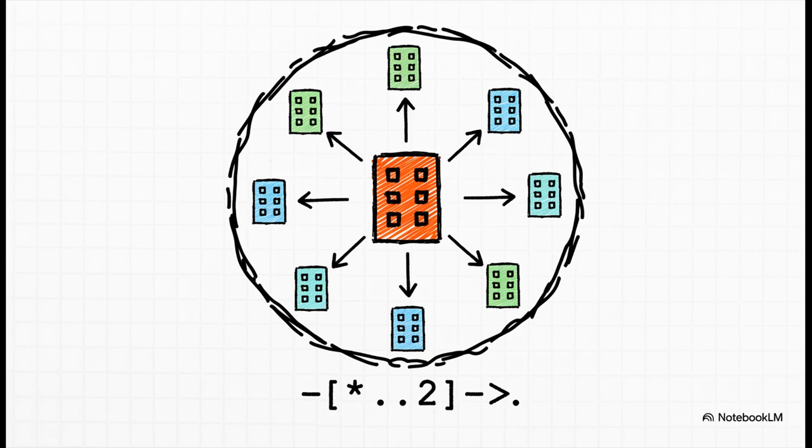Let's make this totally real. Imagine you want to find every company connected to IT Corp, whether they're direct partners or partners of partners. Instead of writing 2 different queries and then trying to merge the results, you just write -[:PARTNER*1..2]-. In one single line, you've perfectly described your immediate business circle.